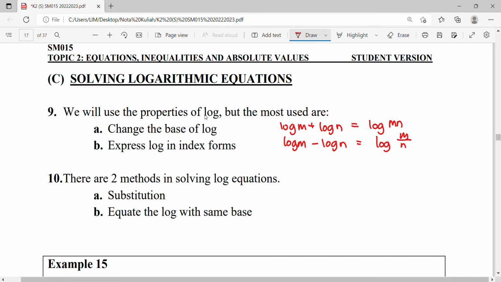Alright, before solving the logarithm equation, we need to change the base of the log. Make sure their bases are the same. Every log term must have the same base. So we have two methods: either using substitution, or we can equalize the logs to the same base.